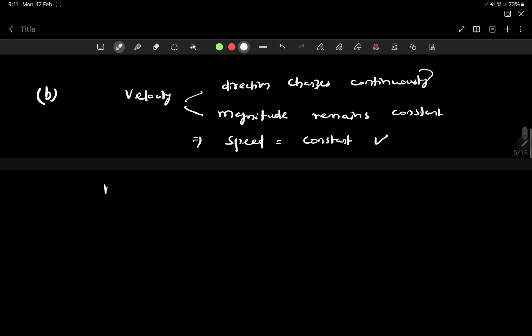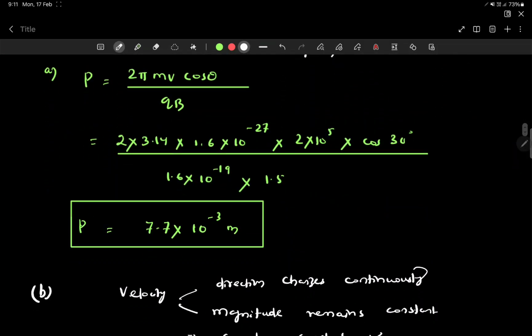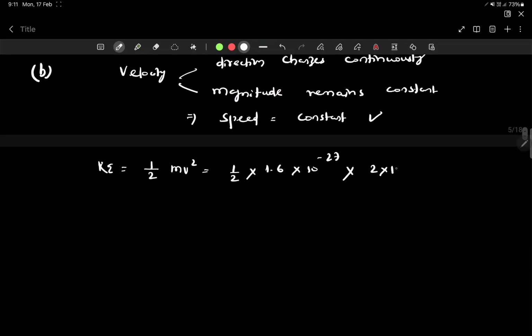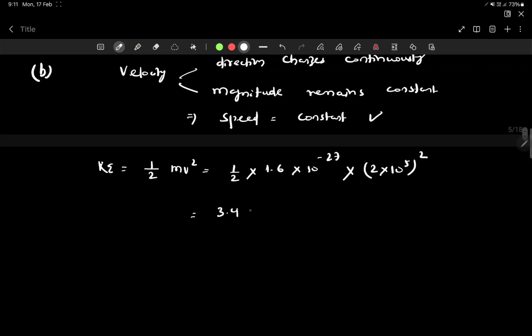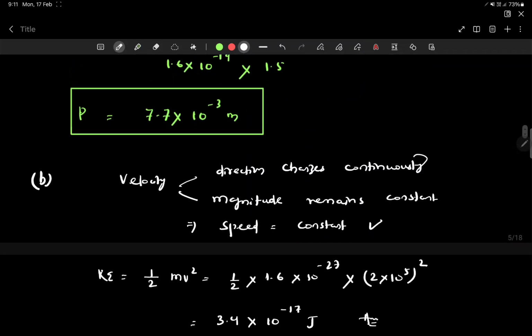So the kinetic energy after completing half a circle is half mv squared. That means half times the mass of the proton, 1.6 × 10^-27 kg, times v squared, where v is 2 × 10^5, so (2 × 10^5) squared. This equals 3.4 × 10^-17 joule. This is the answer. I hope it is clear to all of you.